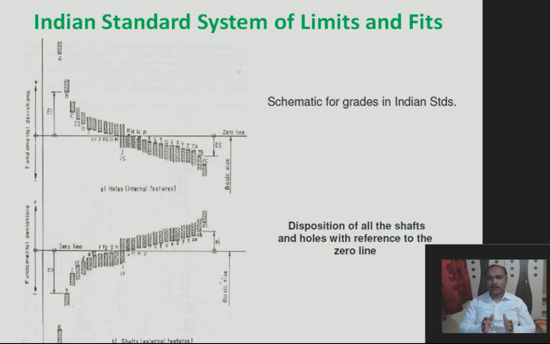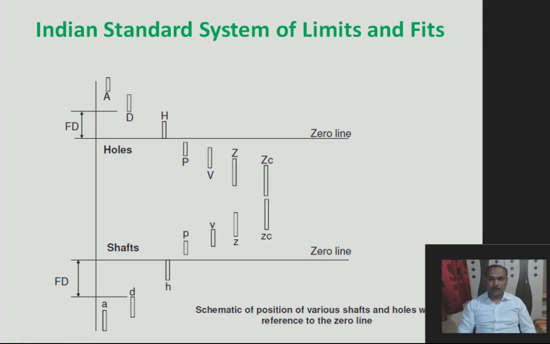There are two or three conclusions we can make from this. The first is that the dimensions of the hole progressively become undersized from the zero line of the basic size. Whereas for the shaft, the dimensions progressively become oversized. The dimensions for the H hole and H shaft are on the zero line.